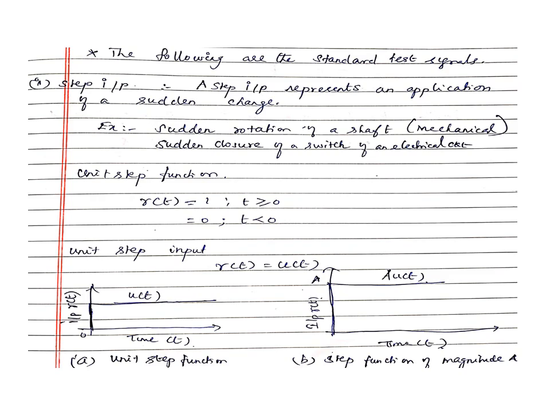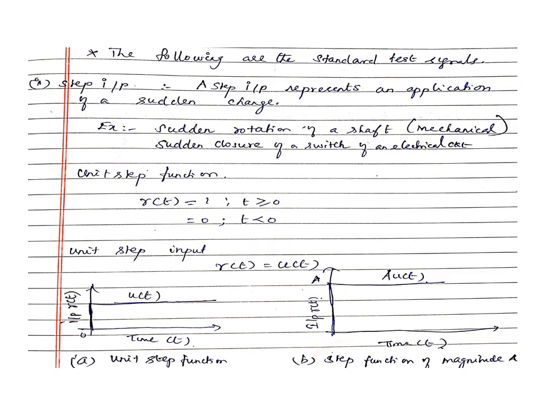So the unit step function: r(t) equal to 1 if t is greater than or equal to 0. Okay, if the time value is equal to or greater than 0, r(t) is going to be 1 because it is a unit step function. And if it is a normal step input, in the place of 1 we will have a constant value. Generally the constant used is A, the letter A. Then r(t) equal to 0 when t is less than 0. The diagrams are indicated here, the unit step signal and the step function of magnitude A, which I already explained. I hope you are able to understand.